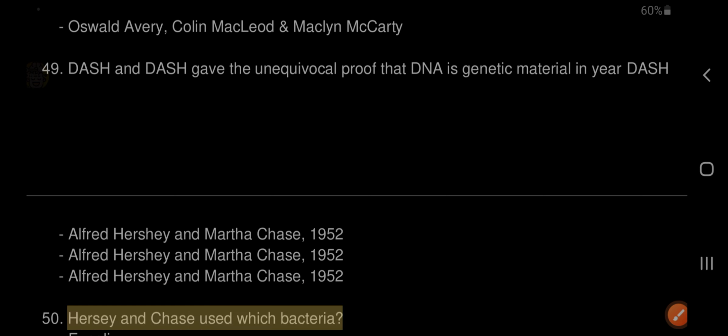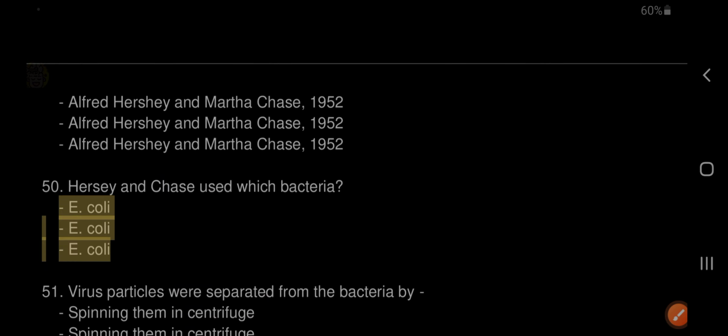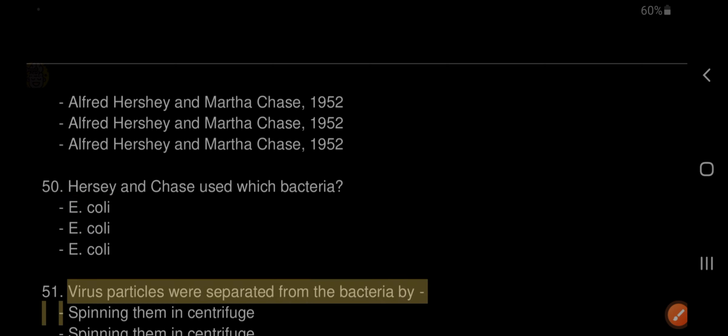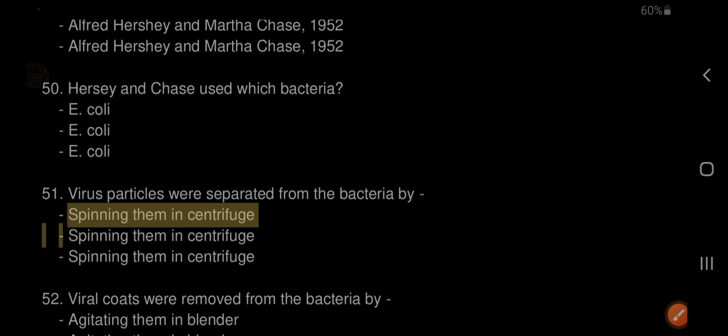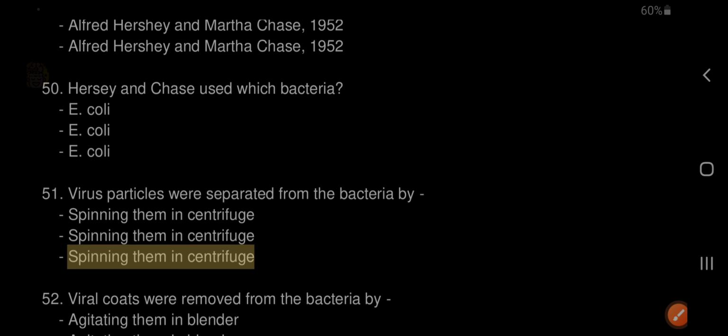50. Hershey and Chase used which bacteria? E. coli. 51. Virus particles were separated from the bacteria by spinning them in a centrifuge.